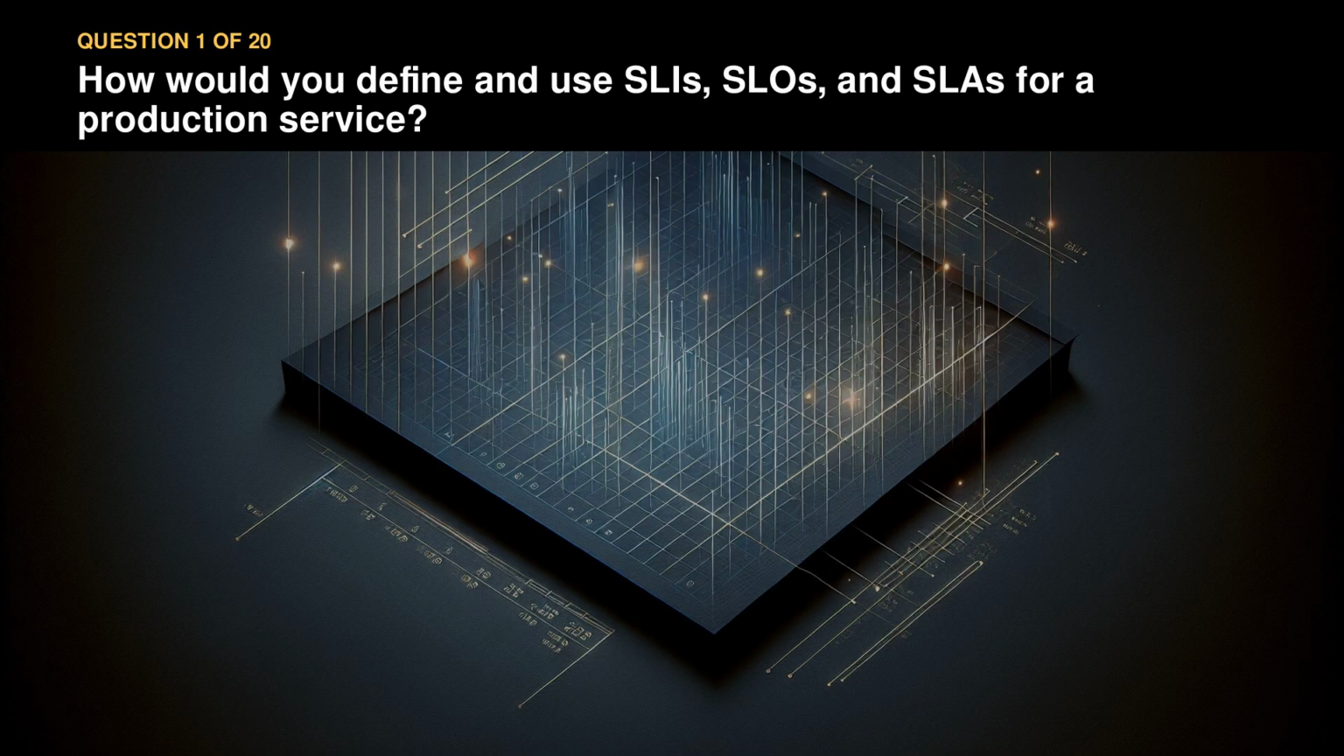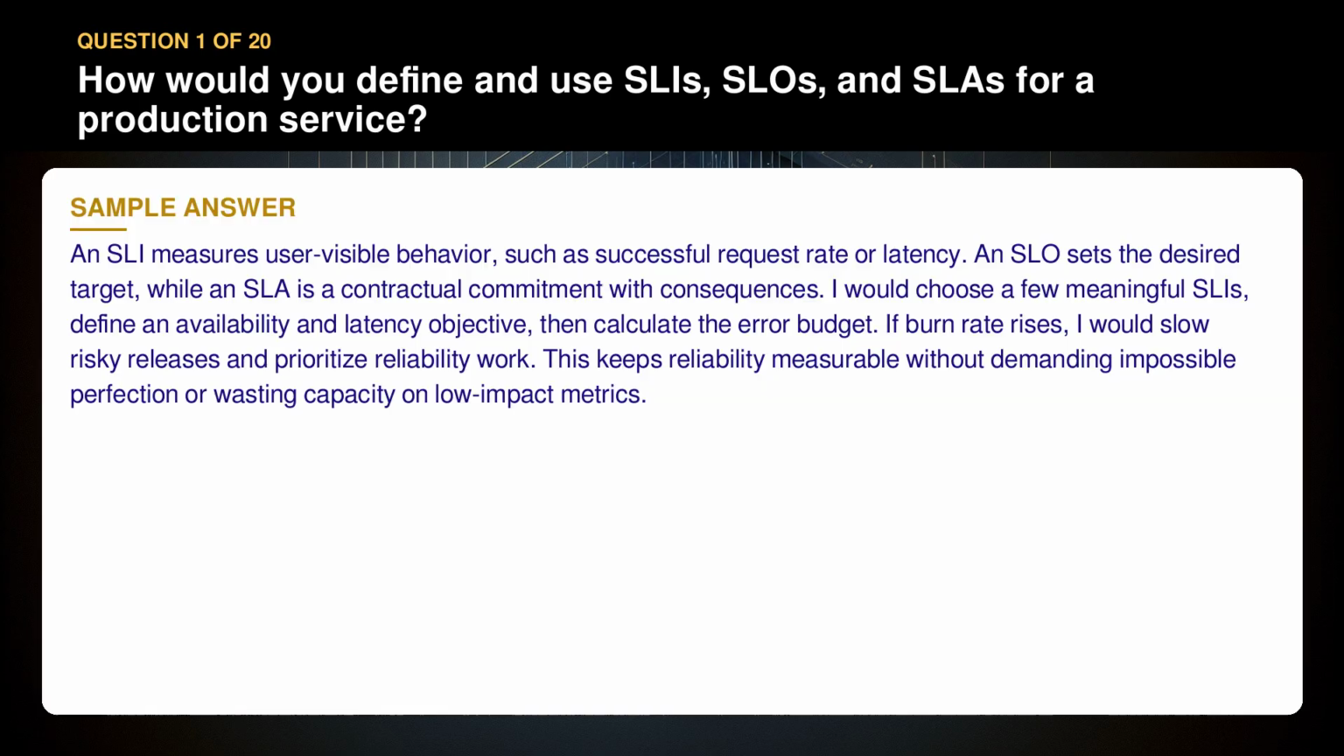Question 1. How would you define and use SLIs, SLOs, and SLAs for a production service? An SLI measures user visible behavior, such as successful request rate or latency. An SLO sets the desired target, while an SLA is a contractual commitment with consequences. I would choose a few meaningful SLIs, define an availability and latency objective, then calculate the error budget.